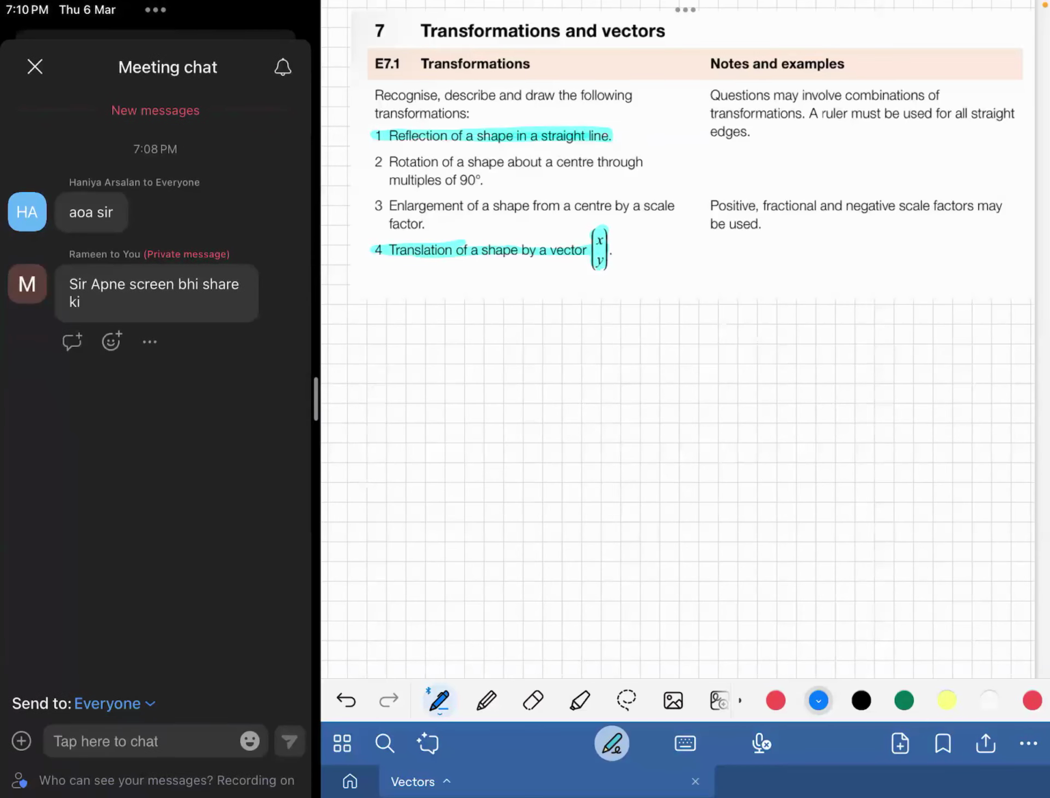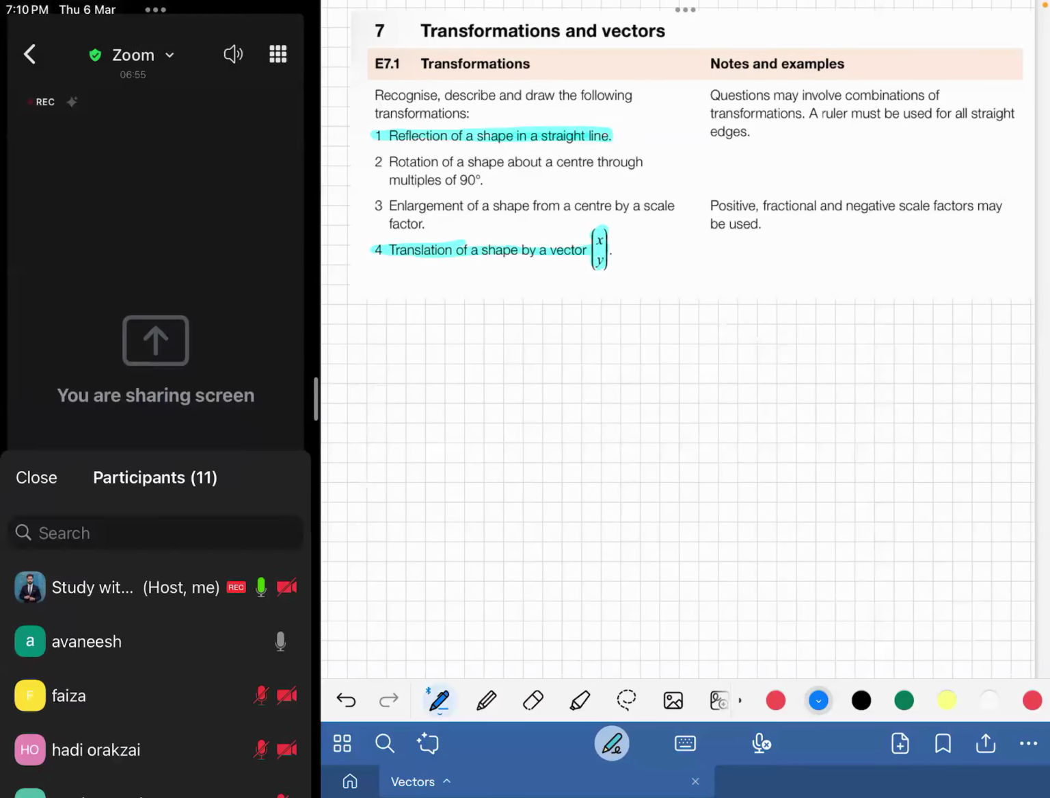So let me give you a very quick recap, the brainstorming of the previous lesson. Your screen is not showing. Hello, sir. Good evening. Thank you. How are you, sir? I'm good. Thank you. That's amazing to hear. Thank you so much. Okay, sir, you haven't shared your screen. Okay, the screen share is done, beta.